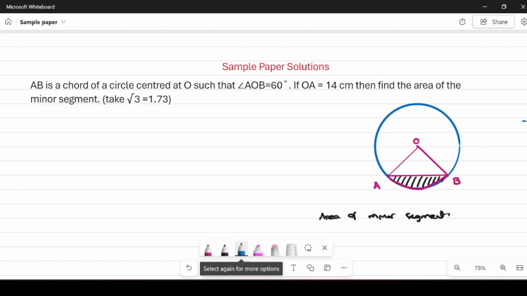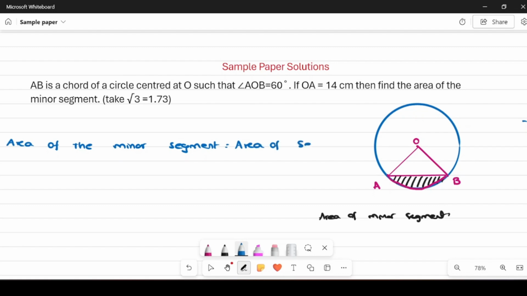First write down that the area of the minor segment is equal to the area of sector AOB minus the area of triangle AOB. So we know what the center angle is here. The sector angle is 60 degrees, which is given: angle AOB is equal to 60 degrees.